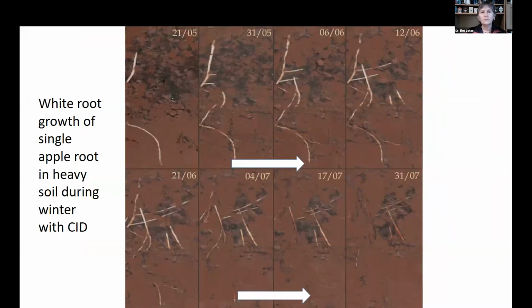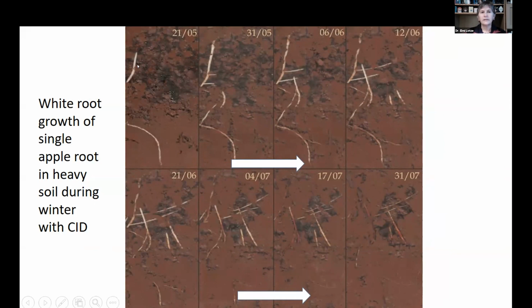These were some of the first images that we collected, and this shows you the white root growth of a single root, or actually a few roots, but we focused on single roots. And this is a heavy soil. I saw there was a question about a heavy soil in the chat box before, and this was during winter.